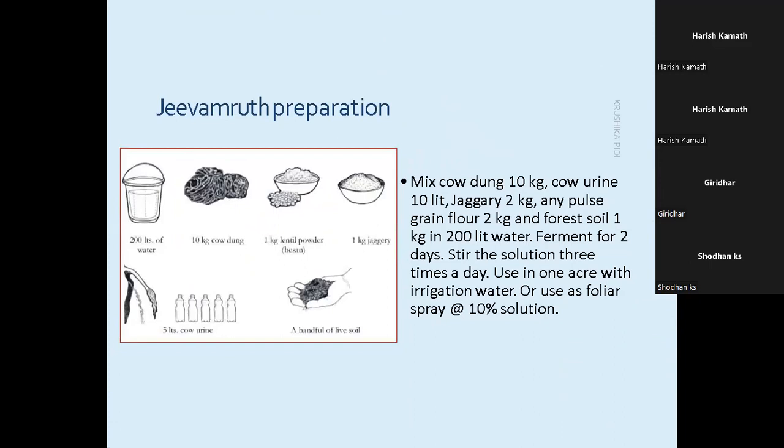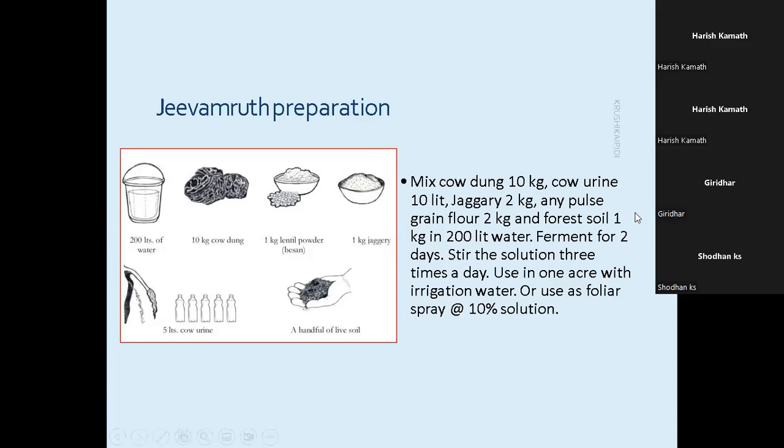Then Jivamrit. This is a common liquid fertilizer used everywhere. It is a well-known organic fertilizer used in organic farming. The common ingredient is cow dung, 10 kg, and you also need to take cow urine, 10 liters, and another ingredient is jaggery, 1 to 2 kg. You have to add jaggery and pulse powder like black gram powder or Bengal gram powder. Any waste powder from the flour mill is also fine if available. You have to take at least 2 kg of flour powder.